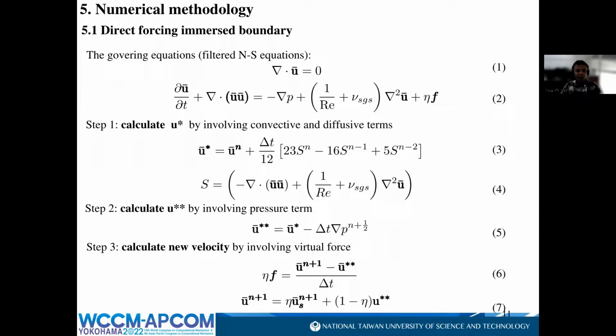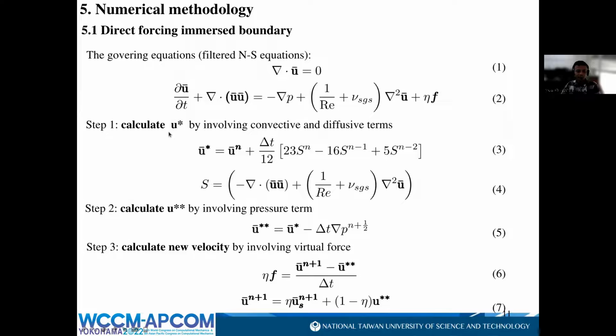And this is the numerical methodology for this current investigation. The governing equations for the fluid flow are the filtered continuity equation and also the filtered Navier-Stokes equation. Here we have the additional term, nu SGS, meaning the subgrid scale turbulent viscosity. We calculate this nu SGS using large eddy simulation. And then we solve these governing equations using the direct forcing immersed boundary method with the projection method.